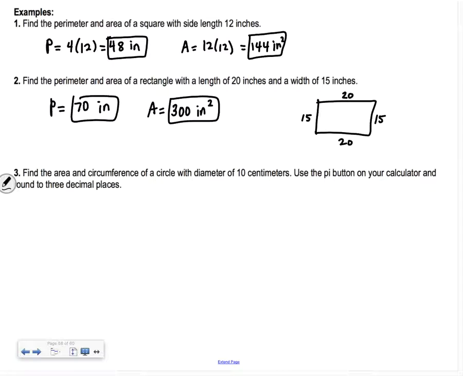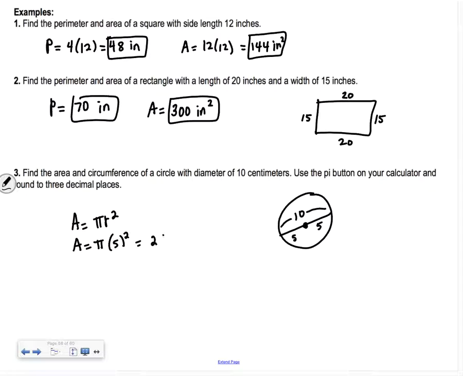All right, so it says find the area and the circumference of a circle with a diameter of 10 centimeters. So my area is going to be pi times r squared. So what we're saying is we have a circle, and going across is 10. So that means my radius is 5 and 5, right? So my area is going to be pi times 5 squared. So it's going to be whatever 25 pi is. So this is what we would call the exact answer.